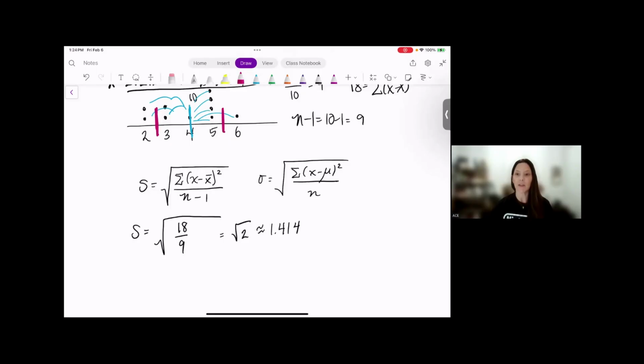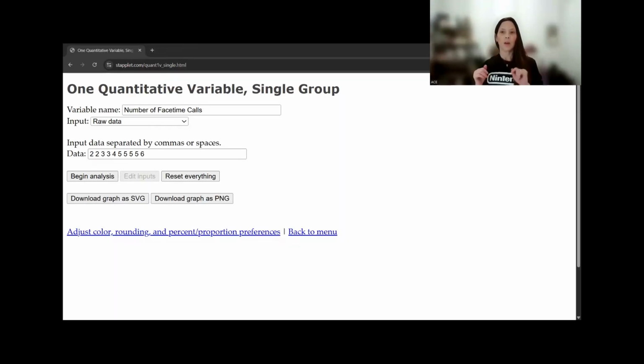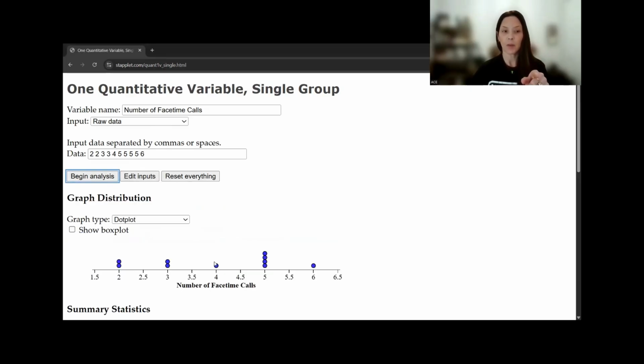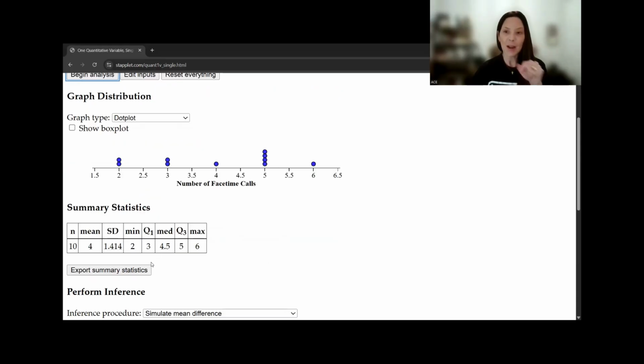Let's pop over to Stapplet now to calculate this. Okay, so this is the number of FaceTime calls. I went ahead and entered the raw data. It was the 10 numbers 2, 2, 3, 3, 4, 5, 5, 5, 5, and 6. Put them in. You can use commas, spaces, semicolons, and then I begin analysis. Here is my dot plot. And then right below it is my summary statistics with my standard deviation underneath the SD. So it calculates it for us right away as 1.414.